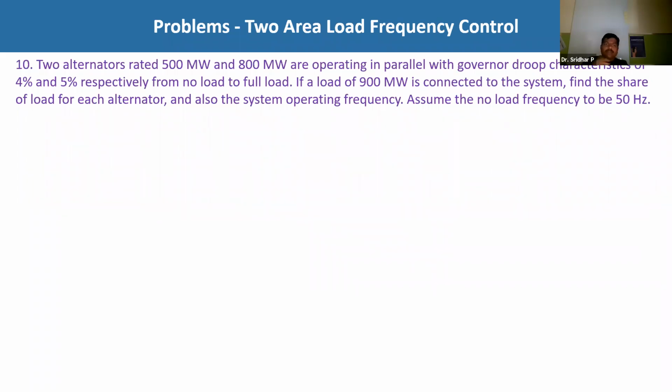load frequency systems. So here, the data he has given: two alternators rated 500 megawatts and 800 megawatts are operating in parallel with governor droop characteristics of 4% and 5% respectively, from no load to full load. Yes, droop characteristics here means, now it is very clearly given that the two alternators have droop characteristics.